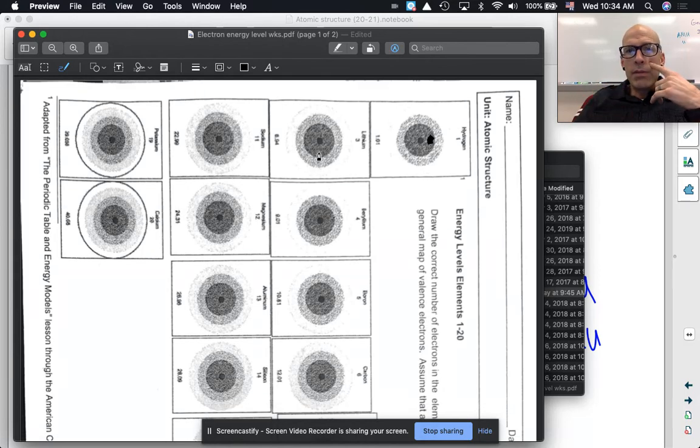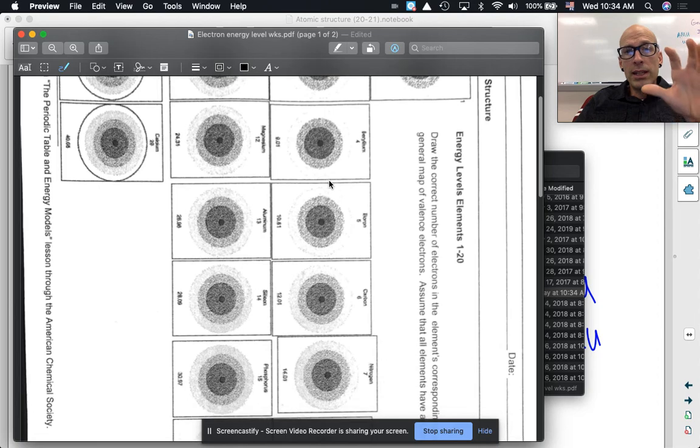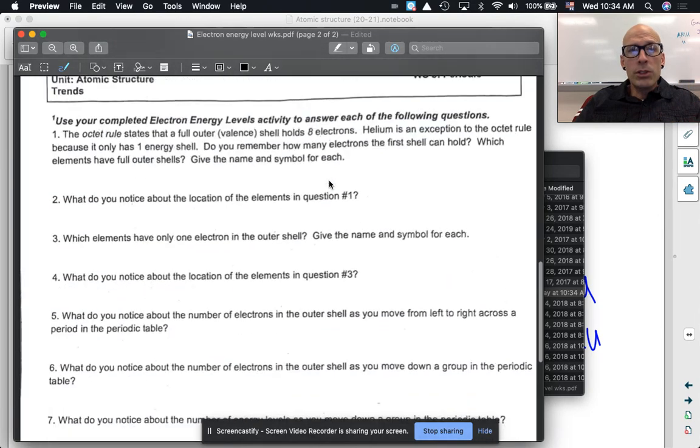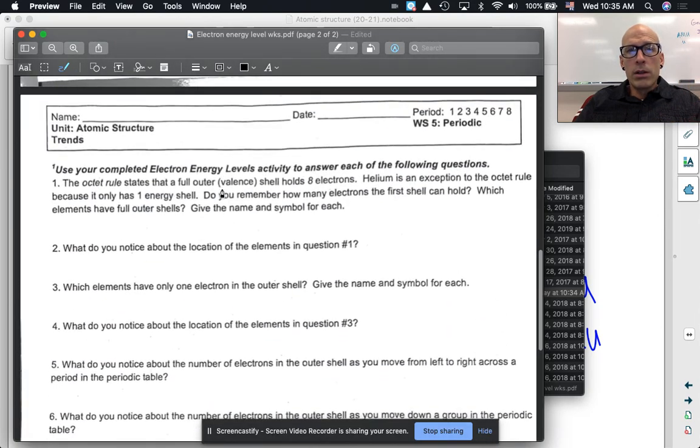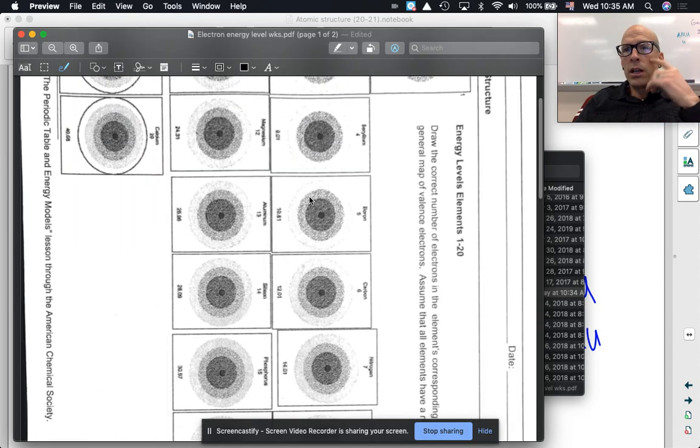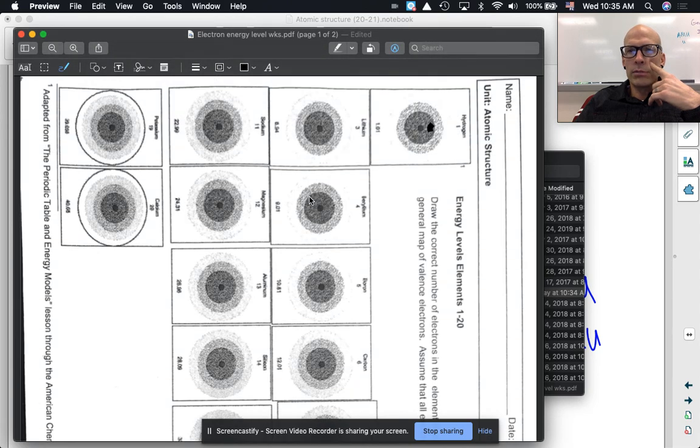Again, we have the first energy level, which holds 2. We have the second energy level that holds 8, and then we have the third energy level, and then we have the fourth energy level even outside of that. So you'll draw dots that represent the electrons, and then for page 2 here, which technically is worksheet number 5, atomic structure, you'll answer these questions about what you had just done drawing the electrons. So that's what you're supposed to do.